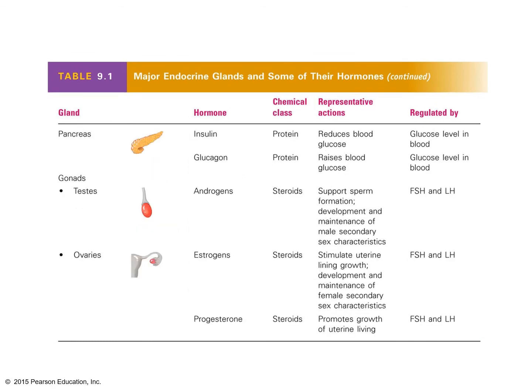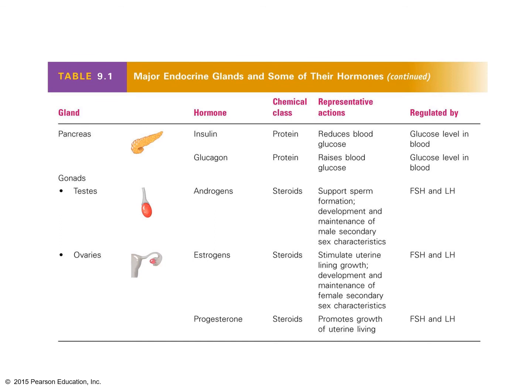The pancreas is primarily a digestive organ, but 1% of it is composed of the pancreatic islets and produces insulin and glucagon. These are antagonistic hormones. Both are protein class or peptide class. Insulin reduces blood glucose. Glucagon raises blood glucose.